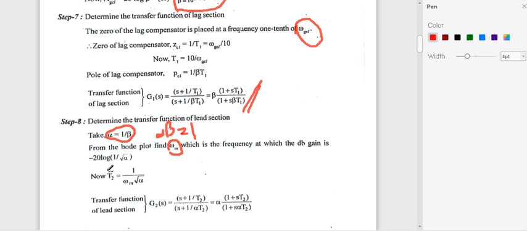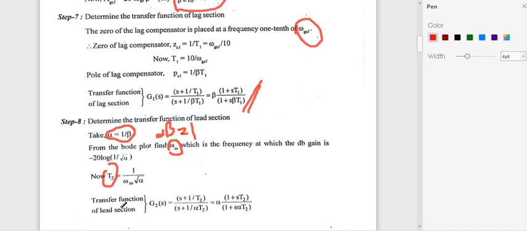From the equation we got T2, which is equal to 1 by omega m root alpha. This omega m is found by using the gain equation, minus 20 log 1 by root alpha. From the magnitude plot, find the frequency corresponding to this gain. So T2 is equal to 1 by omega m root alpha.